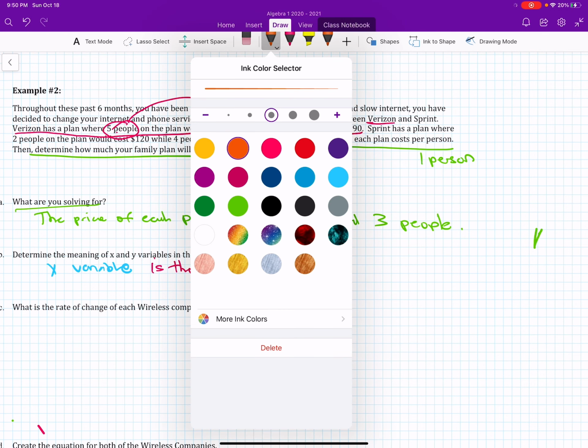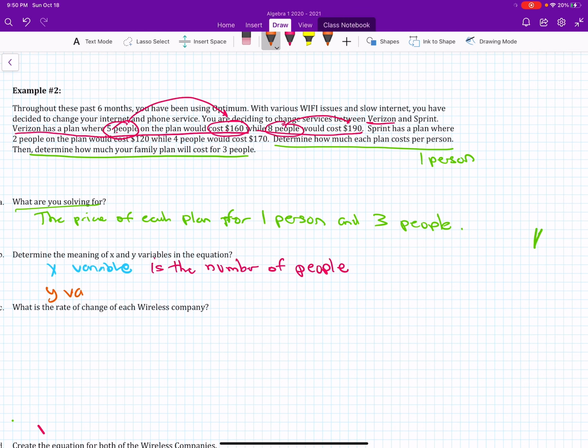Now, the y variable. Well, if we know people is the x variable, that means the y value is the cost. Is the final cost, yeah.